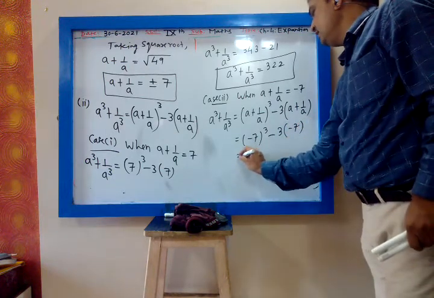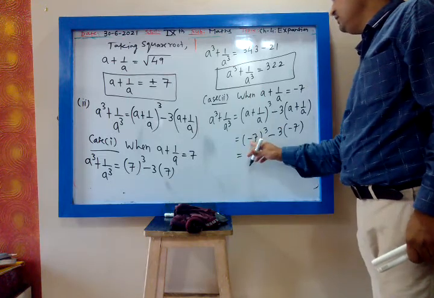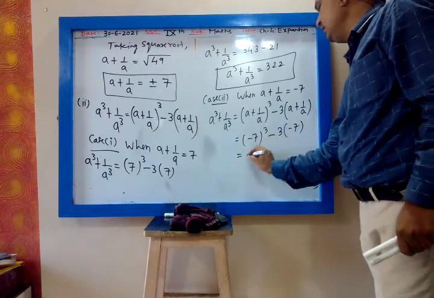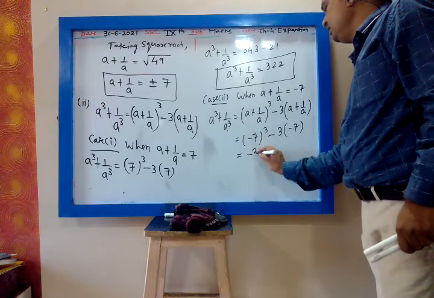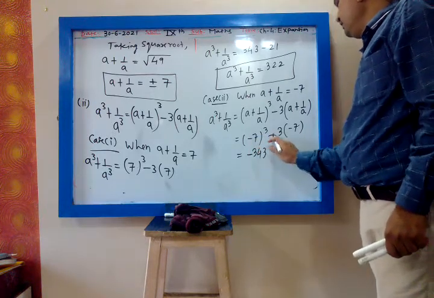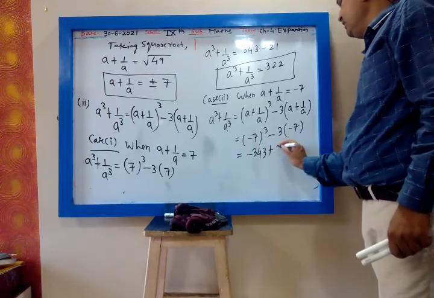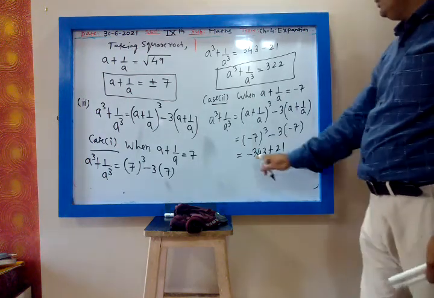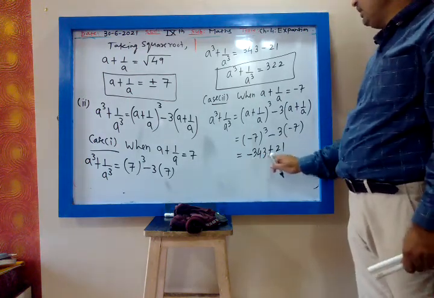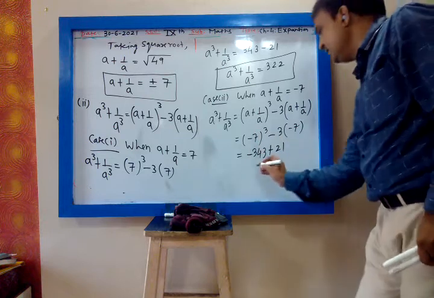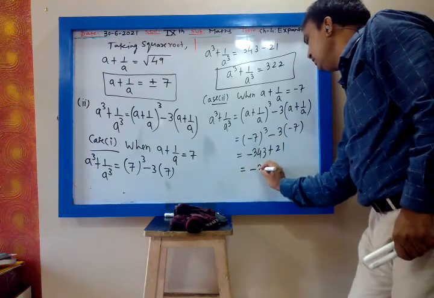So minus 7 cube is minus 343. Then minus into minus is plus 21. So minus and plus are opposite signs, you have to subtract and take the sign of the bigger number. So that is minus 322.